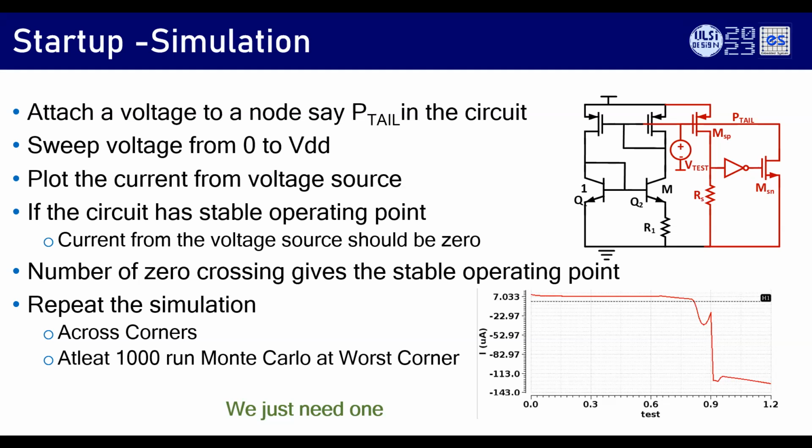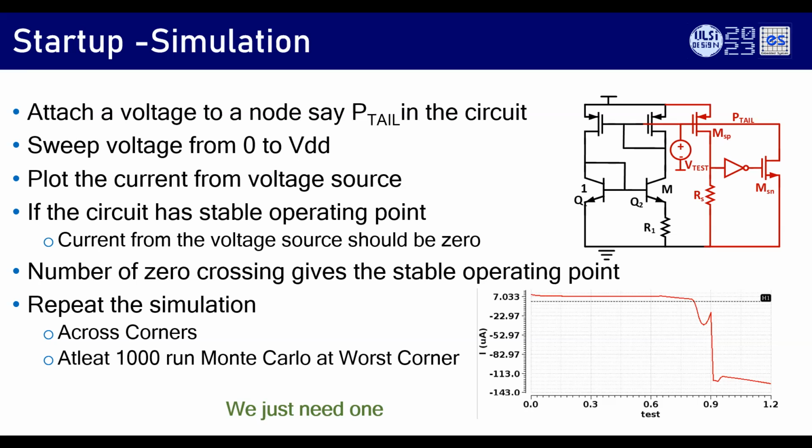Just sweep it from 0 to VDD, look at the current, look at the zero crossings. The number of zero crossings gives the number of stable operating points. And this experiment you repeat across 1000 Monte Carlo runs at least, and across all corners, and see the zero crossings. Also observe how close the current is to the zero crossings. For example, in this curve, you will see that there is a zero crossing and there's some peak near the zero crossings. You can also go and cut the zero crossings. Look at that margin. And you quantify by your design skills and experience, saying that this is good enough or not, and say that this is fine.